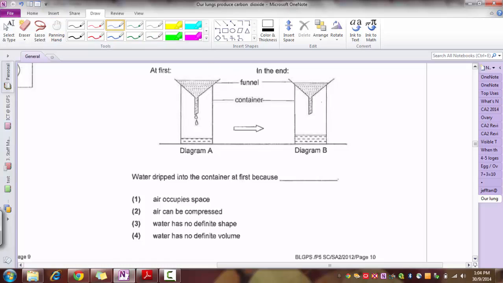So remember this concept here, air occupies space. Right? So this happens because air occupies space, and that's why the water can't drip. But why does it drip initially? Because the air is still inside, so why can the water go in? So you've learned another concept that air can be compressed. So that's why it can drip in.